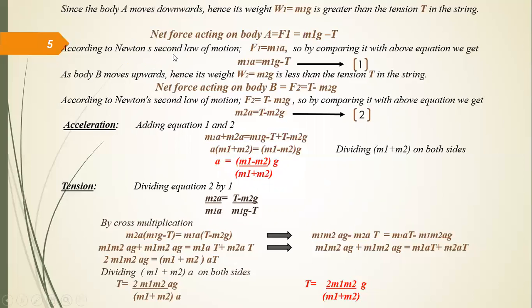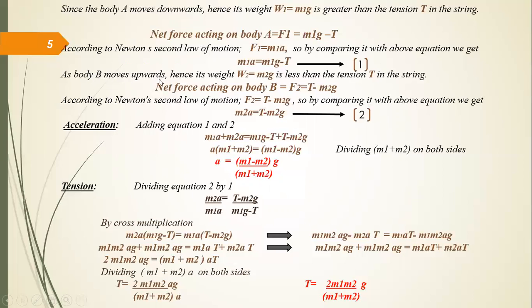So according to Newton's second law of motion, F1 is equal to m1a. By comparing both equations, as their left hand sides are equal, we can equate their right hand sides. So we can write m1a is equal to m1g minus T. Write this equation as equation 1, which is 3.6 in your book, but I write it as the first equation.